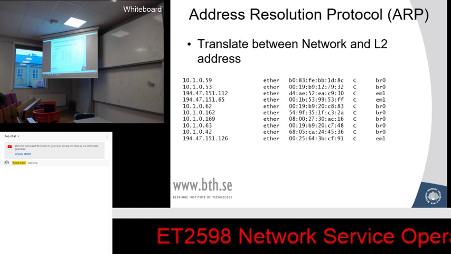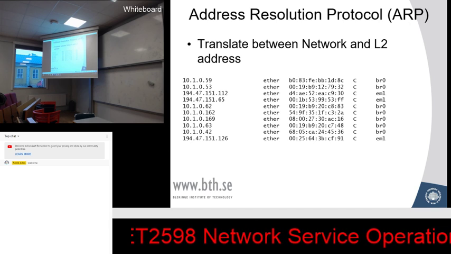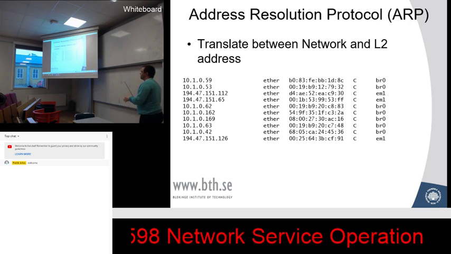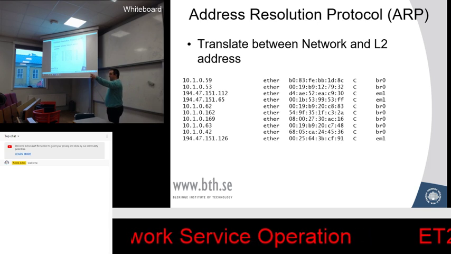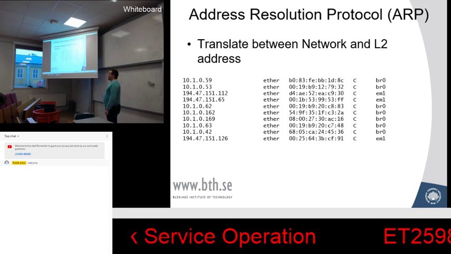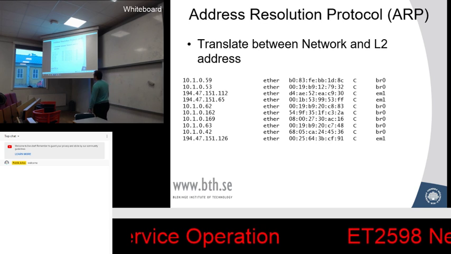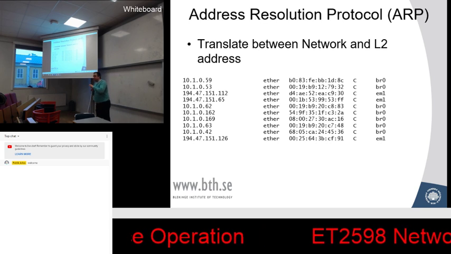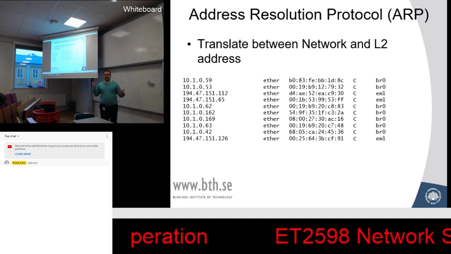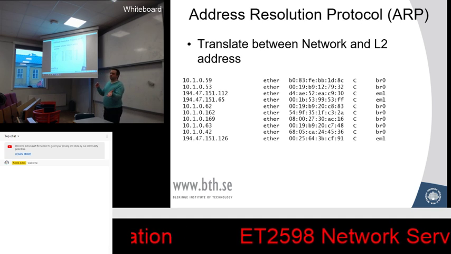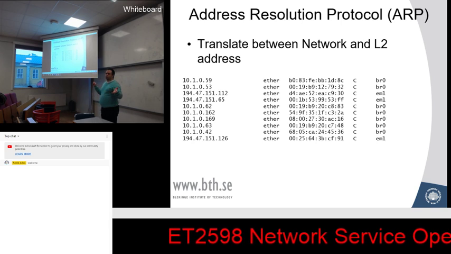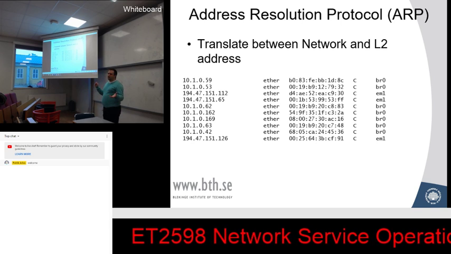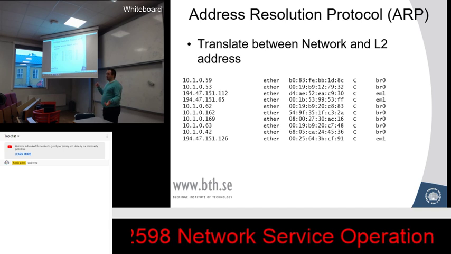Now, I kind of shimmed away about the translation between network and layer 2. And to do that, we have ARP, the Address Resolution Protocol. The job of ARP is to translate between layer 3 addresses and layer 2 addresses, because layer 2 protocols don't know anything about layer 3 addresses.